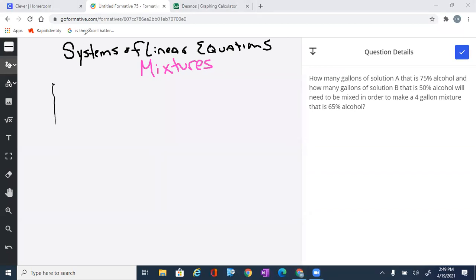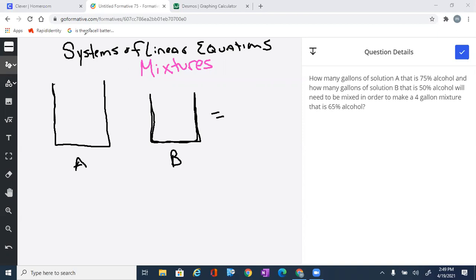And that's where we're going to start today. So let's go ahead. I'm going to make a container, and we're going to have solution A. And then I'm going to make a different container. Maybe it's a different size, larger, smaller, it doesn't make a difference. We've got B. And then we are going to end up with another container that is definitely larger than both of them combined because we are adding them together. And we will call this maybe solution C.